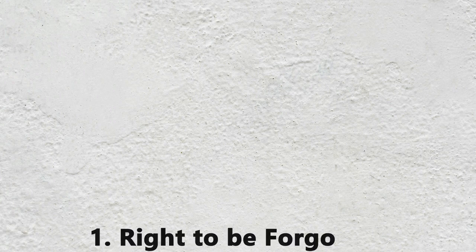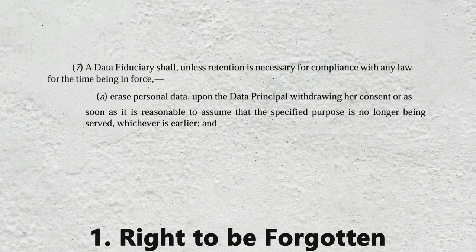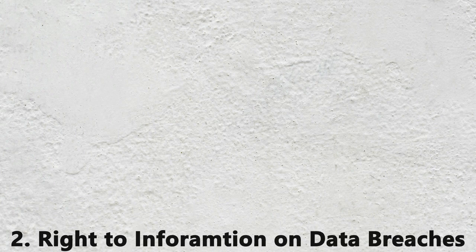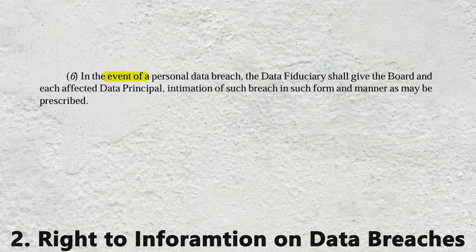Number 1, right to be forgotten. In order to process your data, the data fiduciary needs your consent. This consent is given for a specific purpose and for a specific time. And once this time is over, or you have withdrawn your consent, your data must be forgotten. Number 2, right to information on data breaches. You have the right to be informed of a data breach of your personal data by the data fiduciary or data processor.